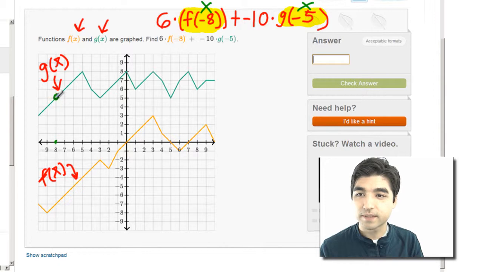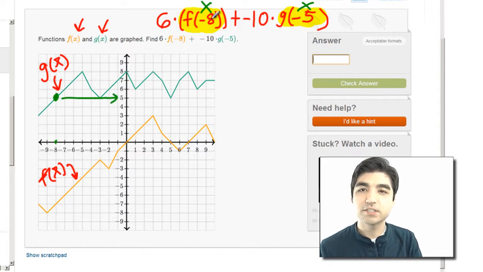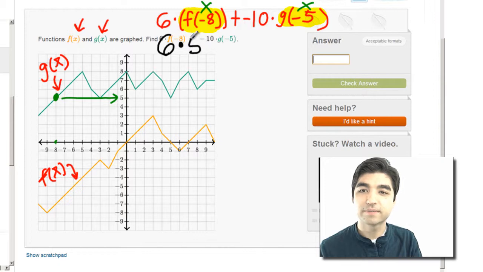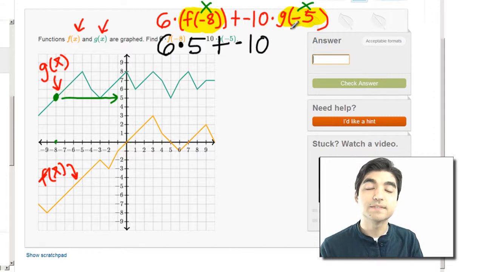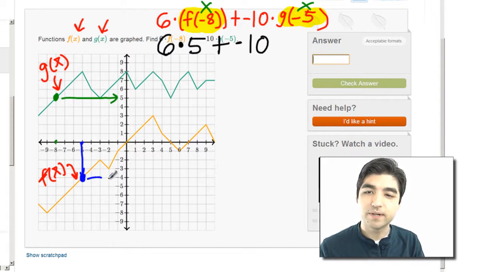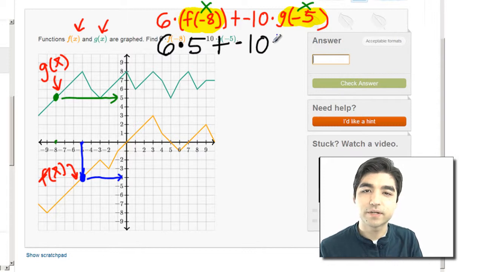So we go up here, and it crosses the graph right there, and we see that it is 5. So in this equation, you can replace this. We do 6 times, instead of f of -8, we're going to put that 5 there. And then we're adding that to -10 times the value of the g of -5. So we're going to find that. So -5, we go to -5 here, go down to the gold graph, and we find that point, and then we look at what its y value is, which is -4.